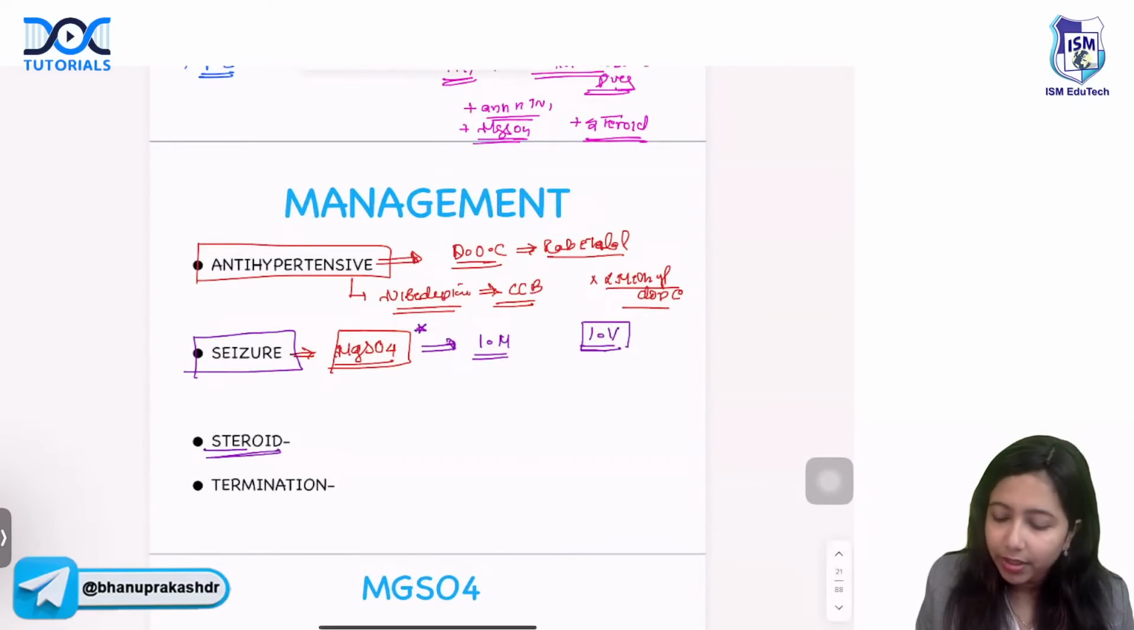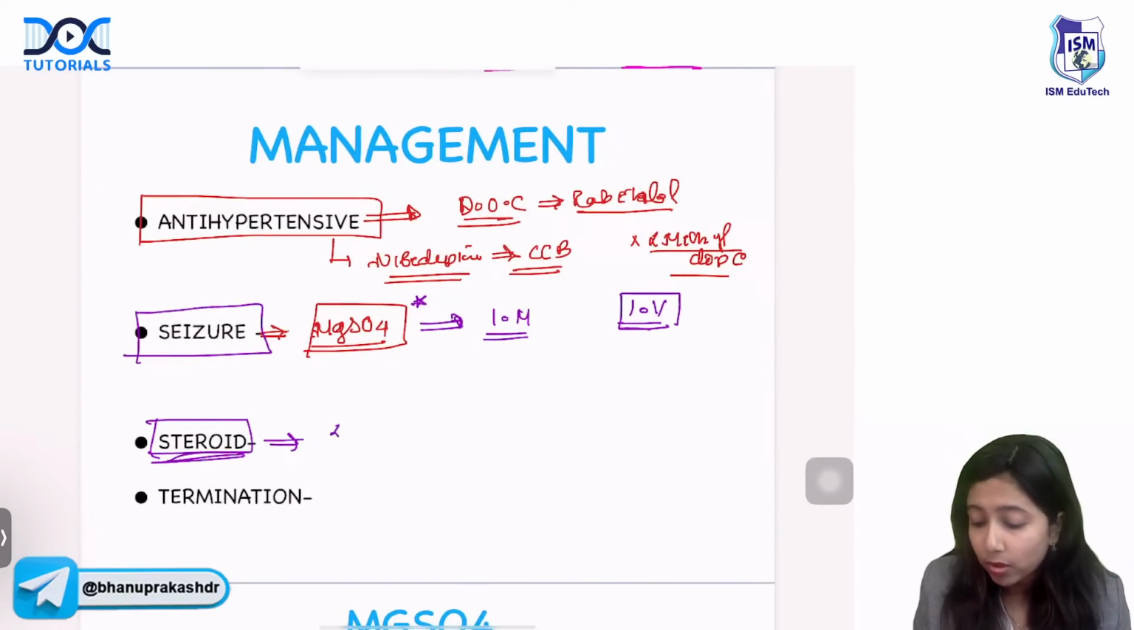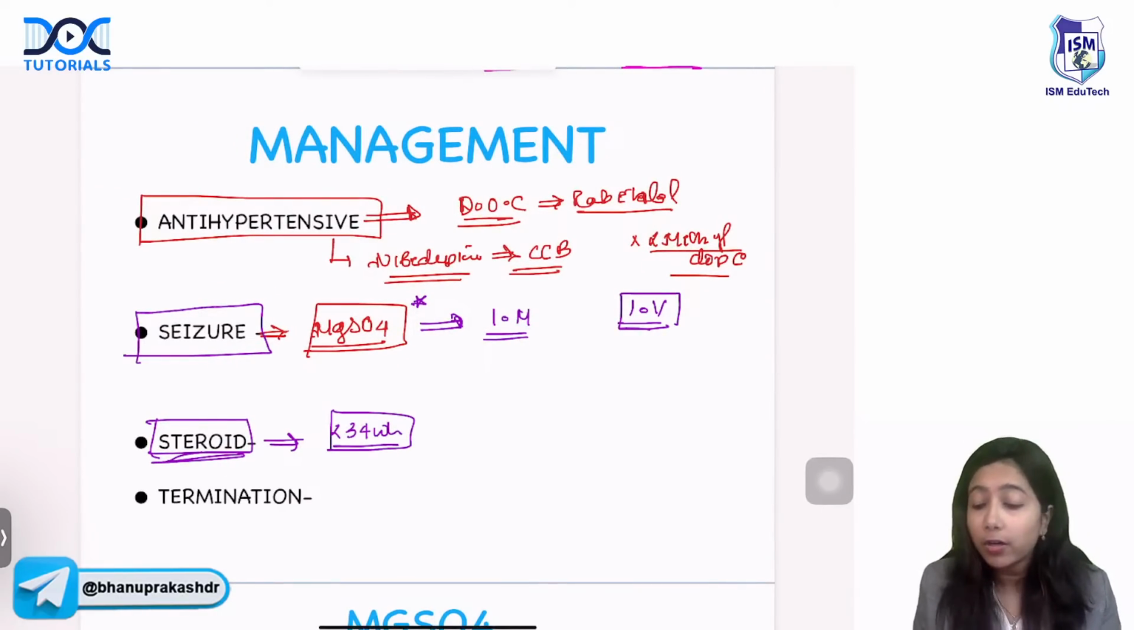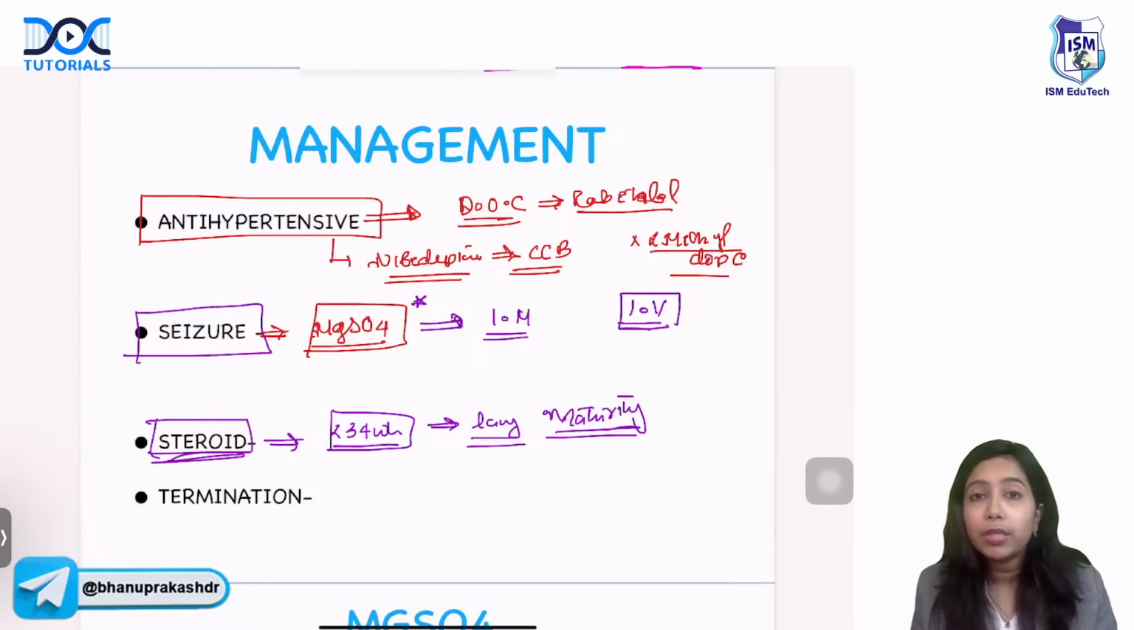Next is steroid. If the baby is premature, if we have to terminate at less than 34 weeks, we will give the patient steroid for lung maturity. In the topic of preterm labor, I will teach you the various steroids. We have the options of dexamethasone and betamethasone, and how to deliver them, we'll study that. So just understand that for prematurity, I'm going to give the patient steroid.